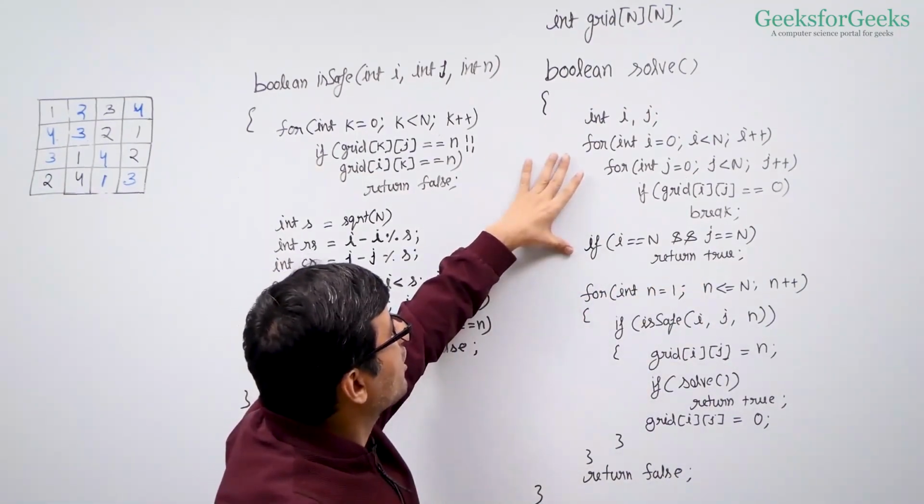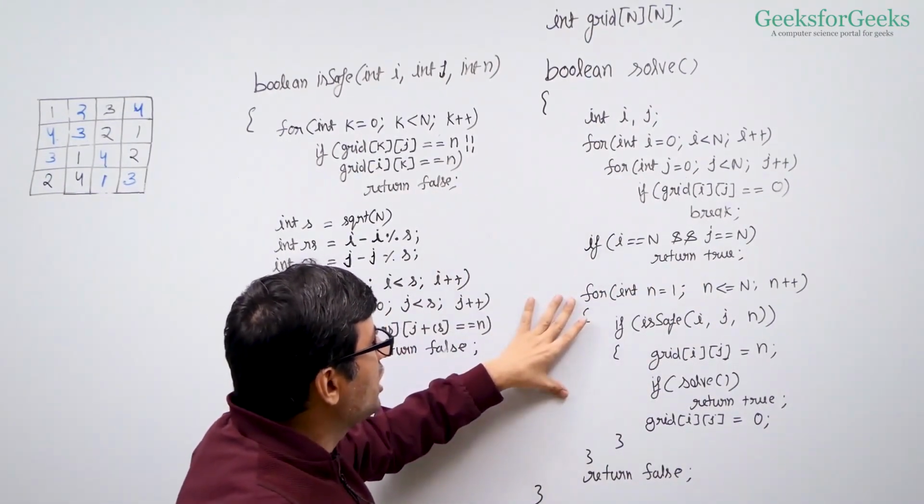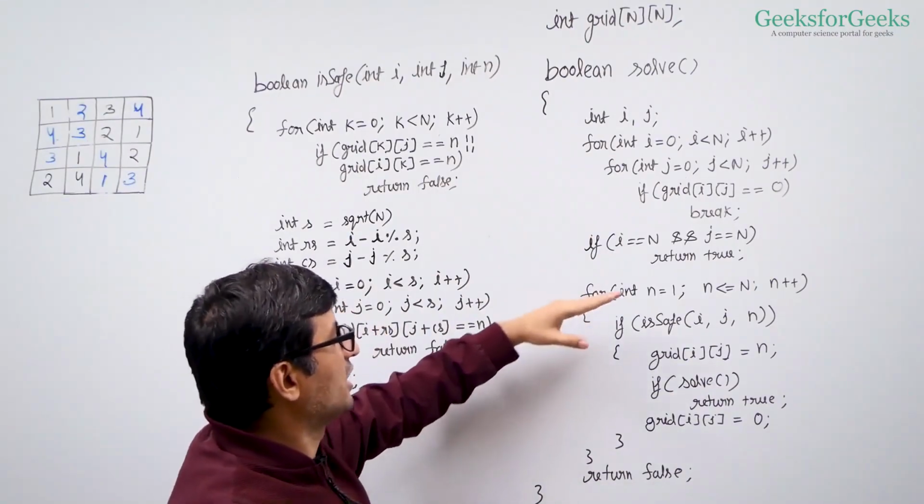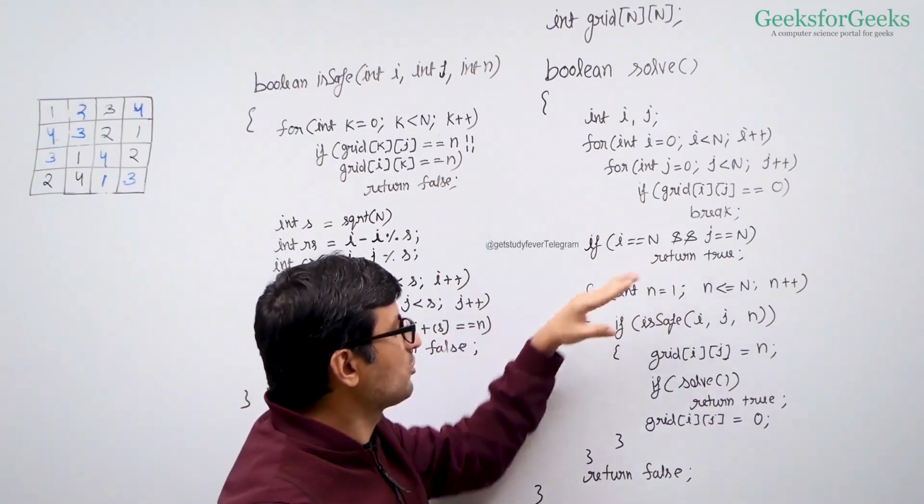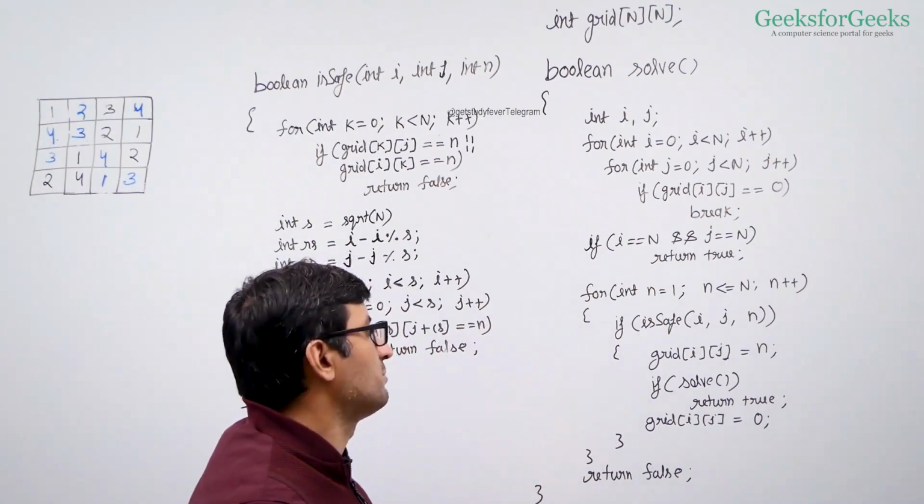So after this part, you come to this code only when there is an empty cell. Otherwise, you would have returned true from here, right? So we execute this part once we find an empty cell.